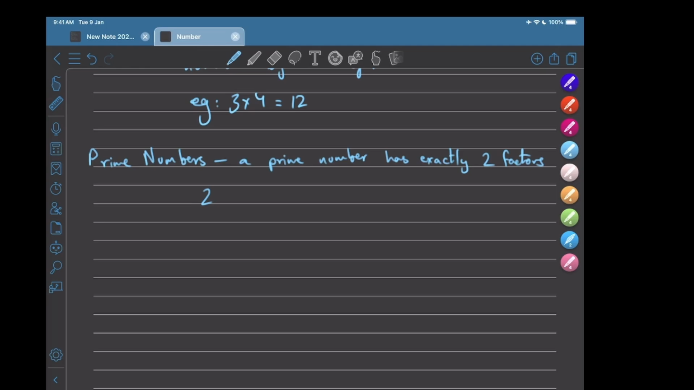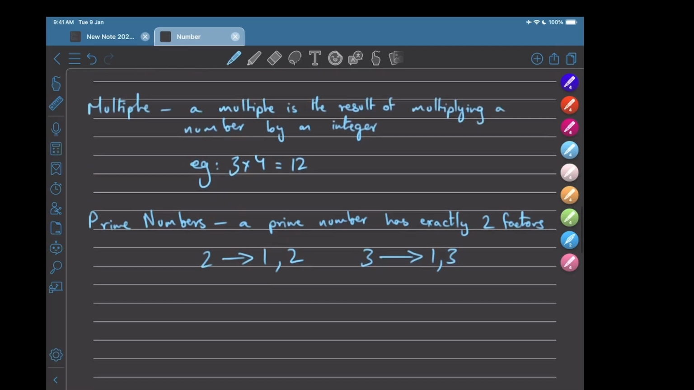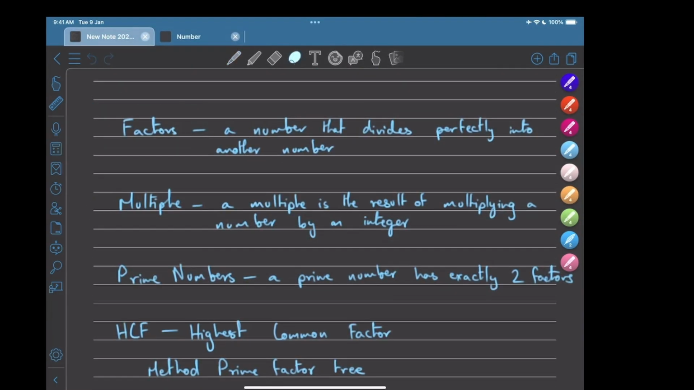So now let's say we are talking about 2. What are the factors of 2? 1 and 2. 2 does not come in any other table, which is valid. Now let's talk about 3. What are the factors of 3? 1 and 3. Got it? So basically prime numbers are numbers that have only two factors. If it has anything less or more, you do not consider that a prime number. Now that we got that out of the way, let's talk about HCF and LCM.